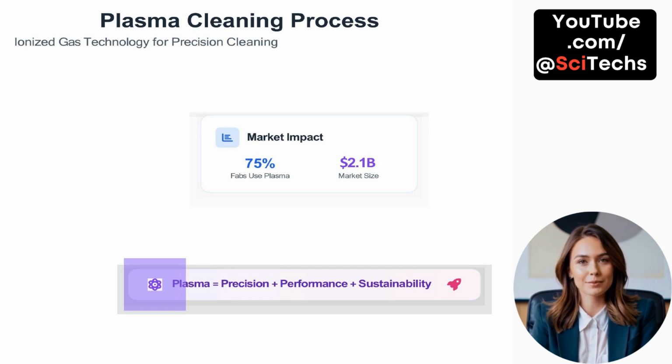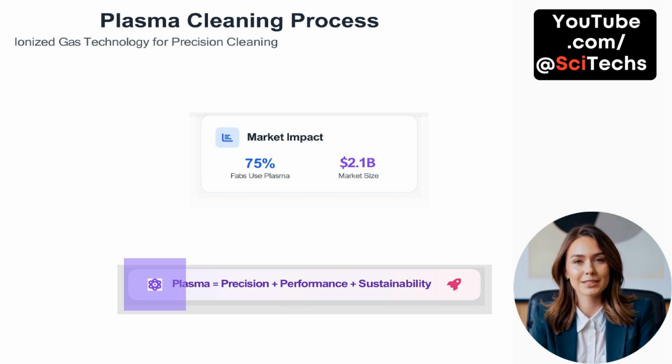preparation. From an economic perspective, the market size for plasma cleaning technology stands at $2.1 billion, underscoring its strategic importance across global supply chains. With advanced capabilities that support high throughput, environmentally friendly, and selective processing, plasma systems offer a high return on investment for fabs aiming to meet both yield and sustainability goals. Ultimately, plasma technology embodies the formula: plasma equals precision, performance, and sustainability, making it an essential component of modern semiconductor manufacturing, from cutting-edge nodes to legacy device production.